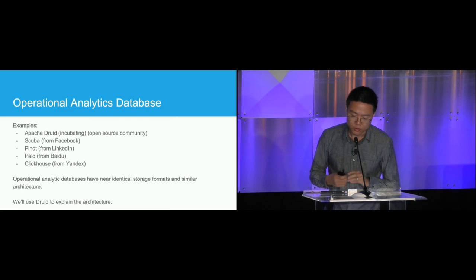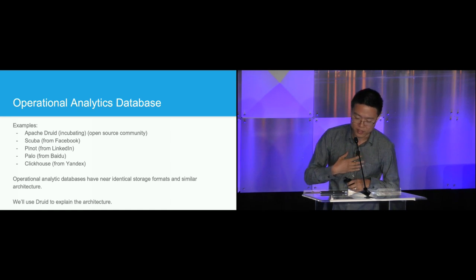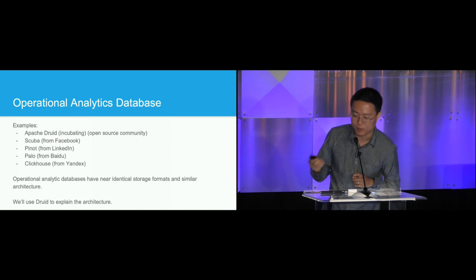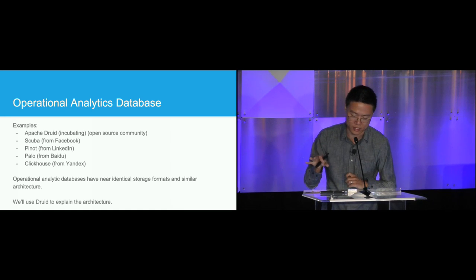So there's a bunch of different types of operational analytic databases. At one point in time, there was really only one, but now I would say there's 5 or so that I hear about pretty frequently. I'm one of the committers on Apache Druid, so I'm obviously very biased in that I think it's the most popular operational analytics database out there, and a lot of this talk is going to focus on the architecture of Druid.